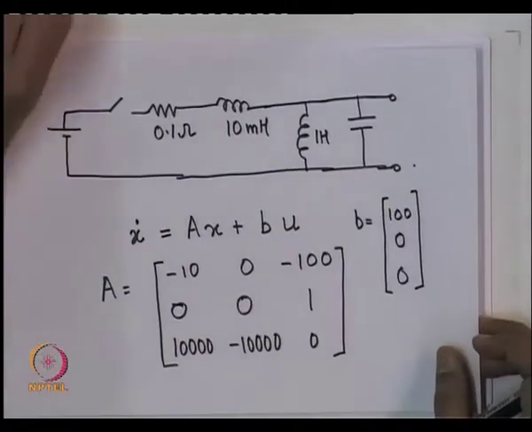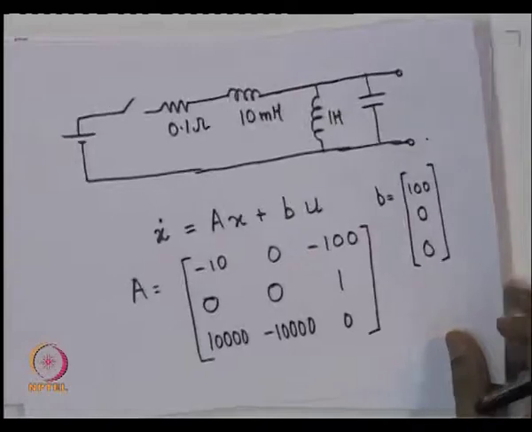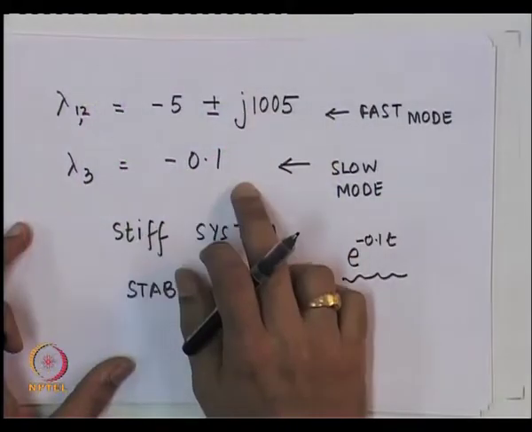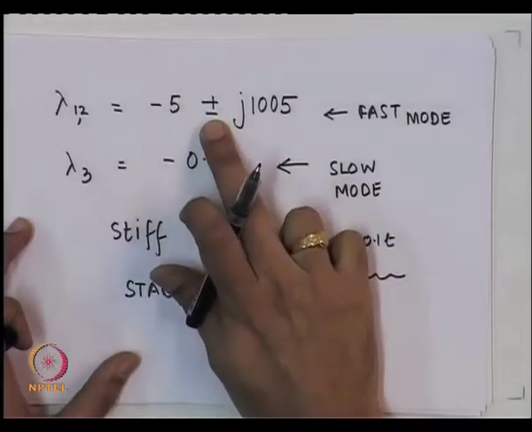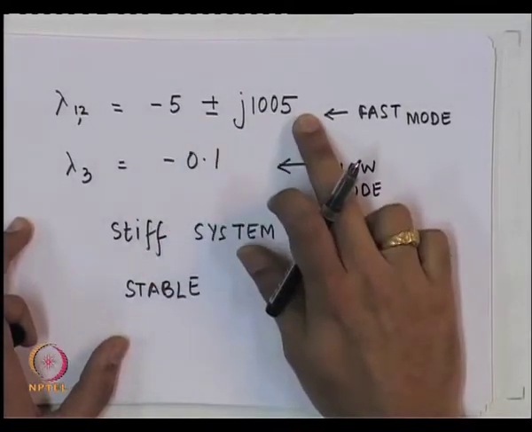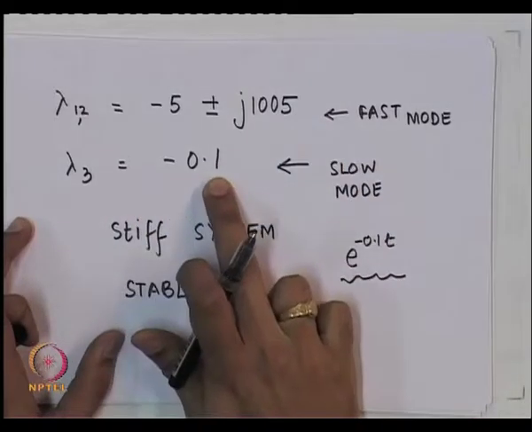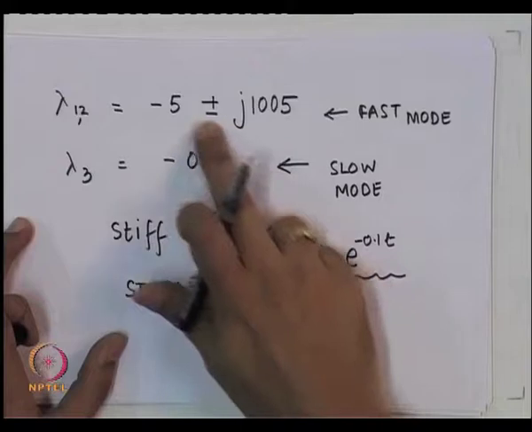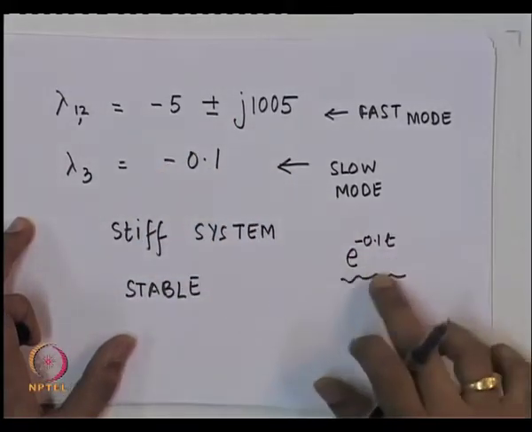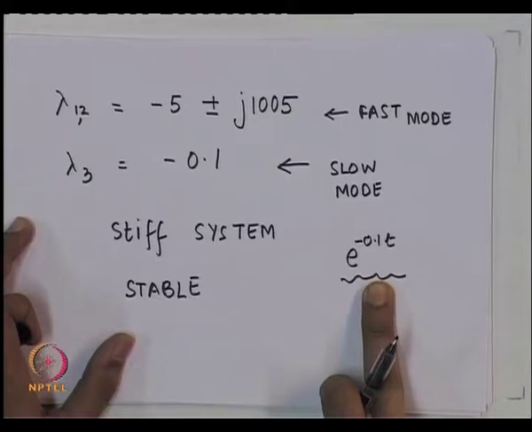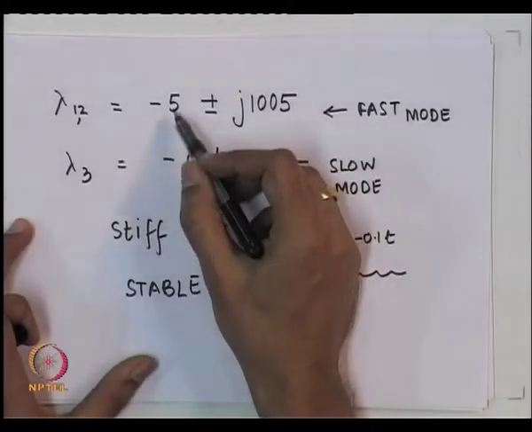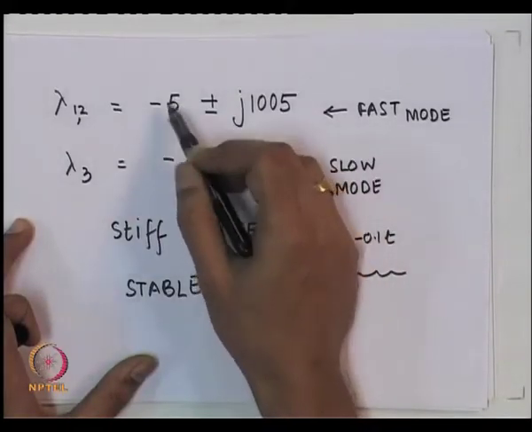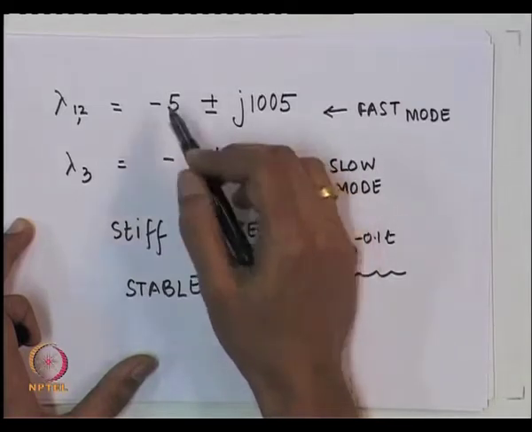The eigenvalues of the A matrix when you do linear analysis are given by this and this. In fact, there is a complex conjugate pair which will correspond to a damped sinusoidal response, a damped oscillation. And of course, there is a real, negative eigenvalue, which will correspond to a pattern seen in the response, which is e raised to minus 0.1 t. It is very clear that the system is stable because the real parts of all the 3 eigenvalues are negative.